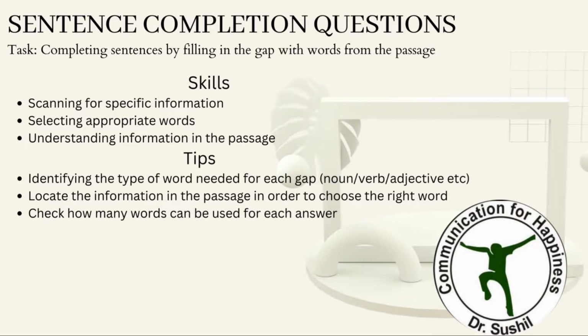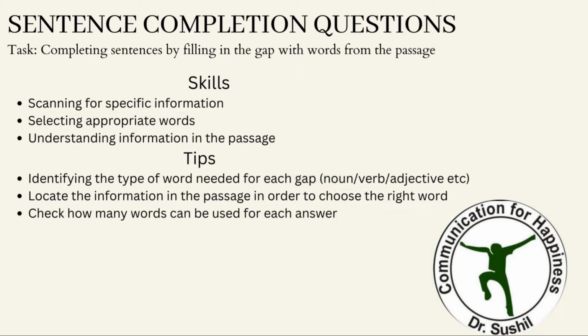The tips that could be used to identify the answers are identifying the type of word needed for each gap. It could be a noun, verb, adjective or anything else. Locate the information in the passage in order to choose the right word. You may check how many words can be used for each answer.